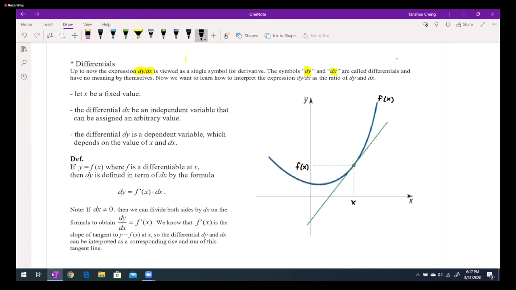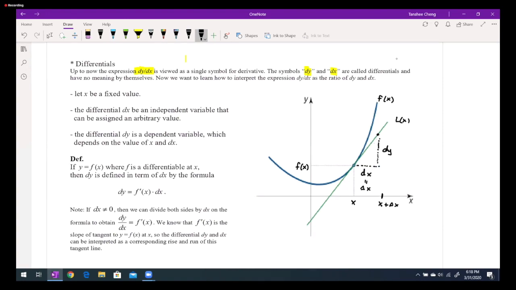So dy and dx are called the differentials. The differential of x is the independent variable, which can be assigned an arbitrary value, and the differential of y is a dependent variable, which depends on the value of x and dx. If I have another point here, the change in x becomes my dx. So this is x plus delta x, so dx and delta x are the same. And the change in y in this linearization function is considered as dy.